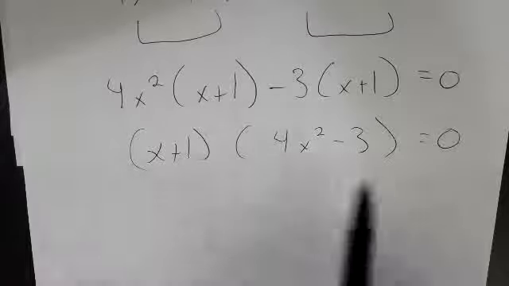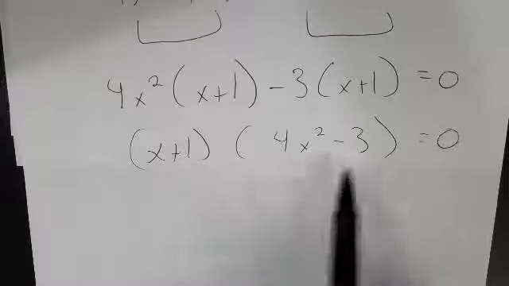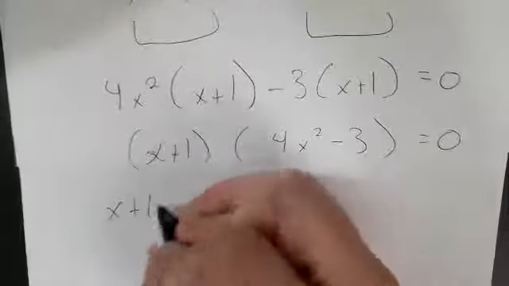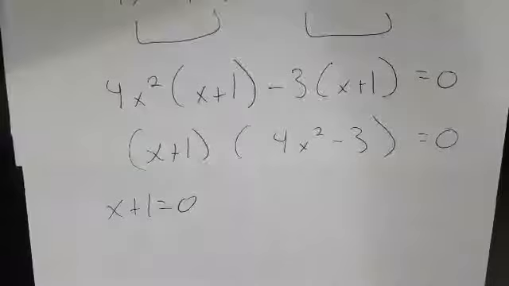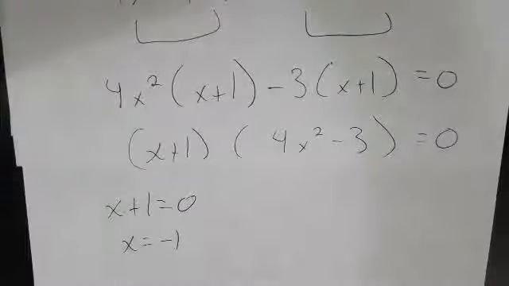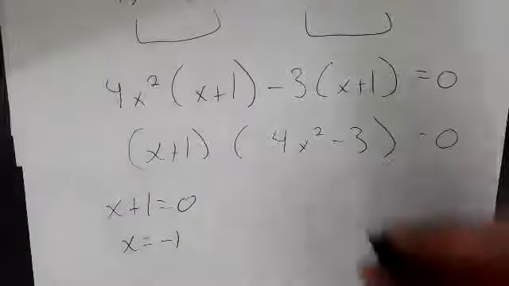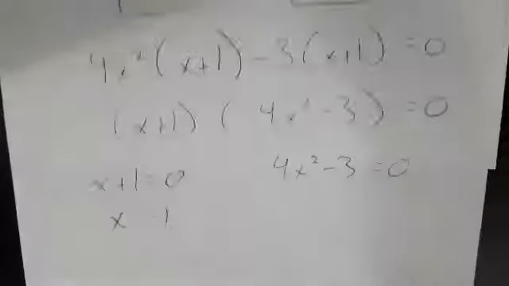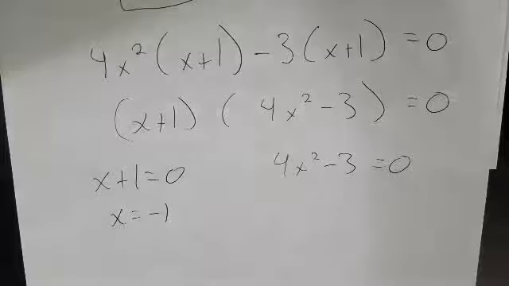So to be honest, we could try to maybe factor this thing a little bit more, but I don't think I want to do that. I think I want to try to solve it now. So one of the options is that x plus 1 is equal to 0. What's my other option? 4x squared minus 3 equals 0. Yeah, I would do it this way because I know how to do these a lot easier than I know how to factor this thing.